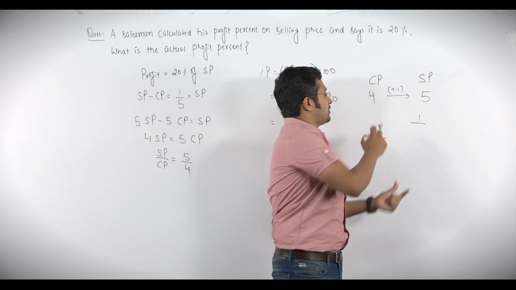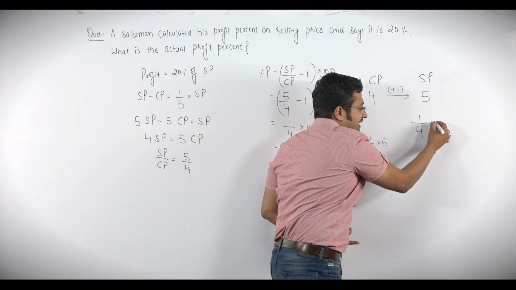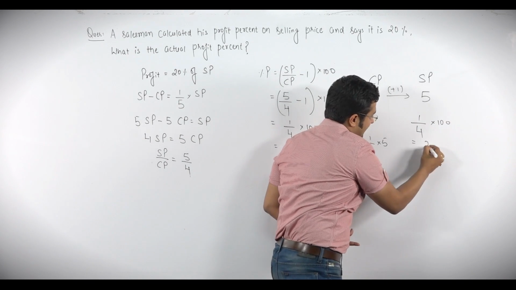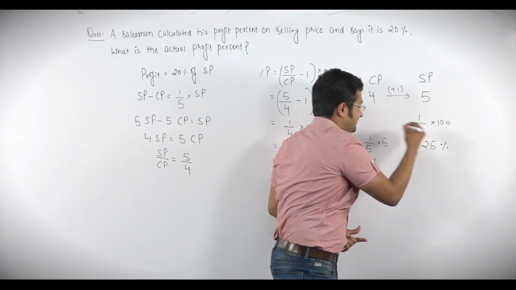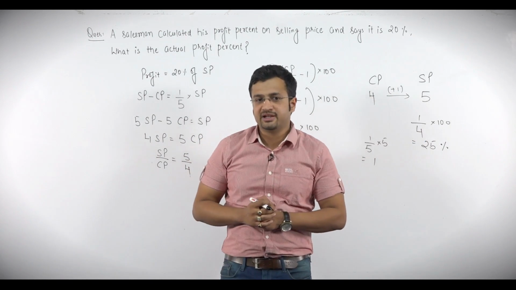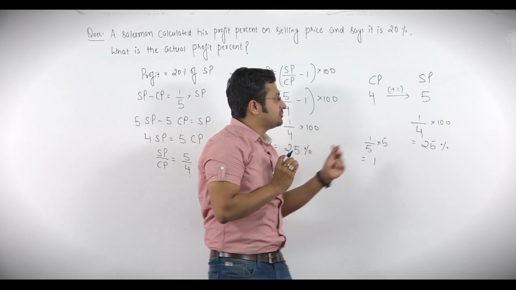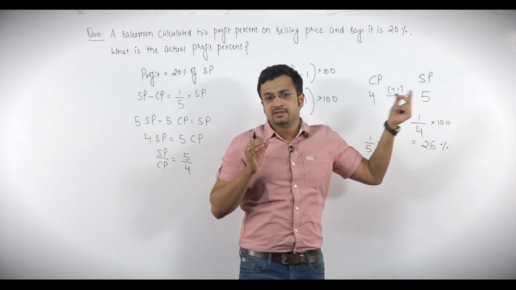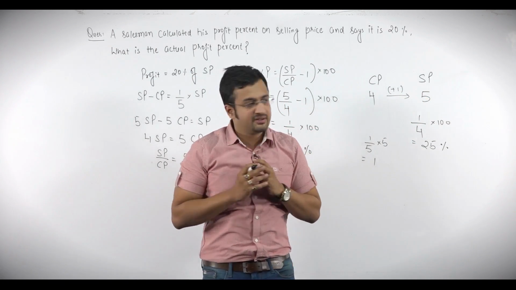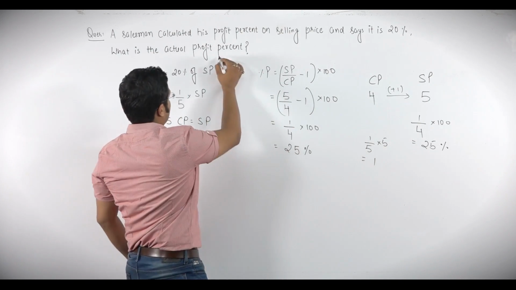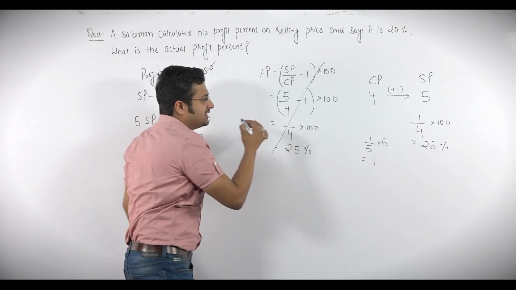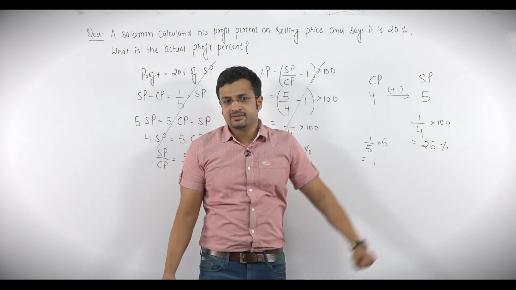1 rupees profit on 4 rupees cost price into 100. So mentally we can get this answer and we will get 25%. So it is very easy. If you assume the value properly, you can do this calculation mentally without going through all this method. You do not need to solve this problem by this method.